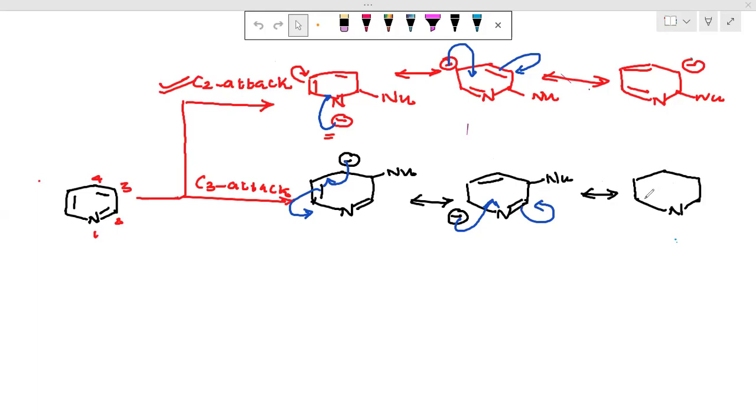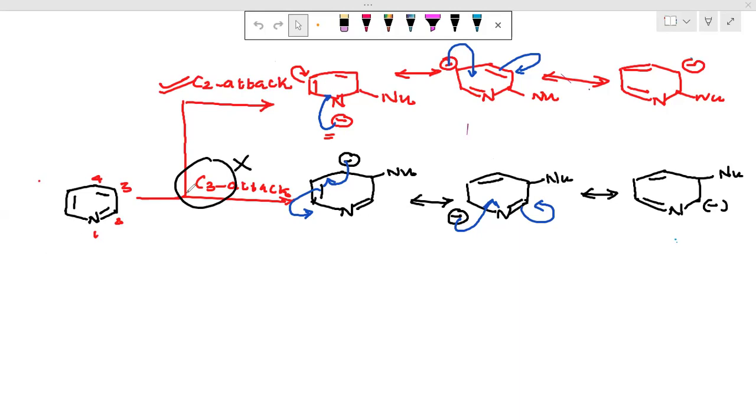Nitrogen and this bond. Okay, this is the charge. Okay, this bond and this is the position of nucleophile. Here is the attack at the C3 position. No negative charge is created on the nitrogen. In none of the structures is a negative charge created on nitrogen. So that will be unstable. All the resonating structures will be unstable. So it is not preferred. It is not preferred for nucleophilic substitution.